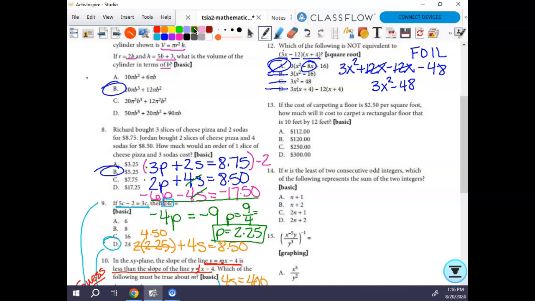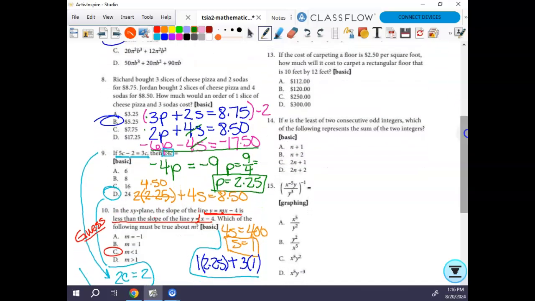All right. So the cost of carpeting a floor is, and this is actually something we will talk about. Hopefully this question seems pretty simple, but the order in which you do things is important here. So the cost of carpeting the floor is $2.50 per square foot. How much will it cost to carpet a rectangular floor that is 10 feet by 12 feet? Okay. So what I can't do is take 250 times 10 and 250 times 12 and then multiply them together. I wouldn't multiply 10 by 250 for any reason because this is feet and this is square feet.